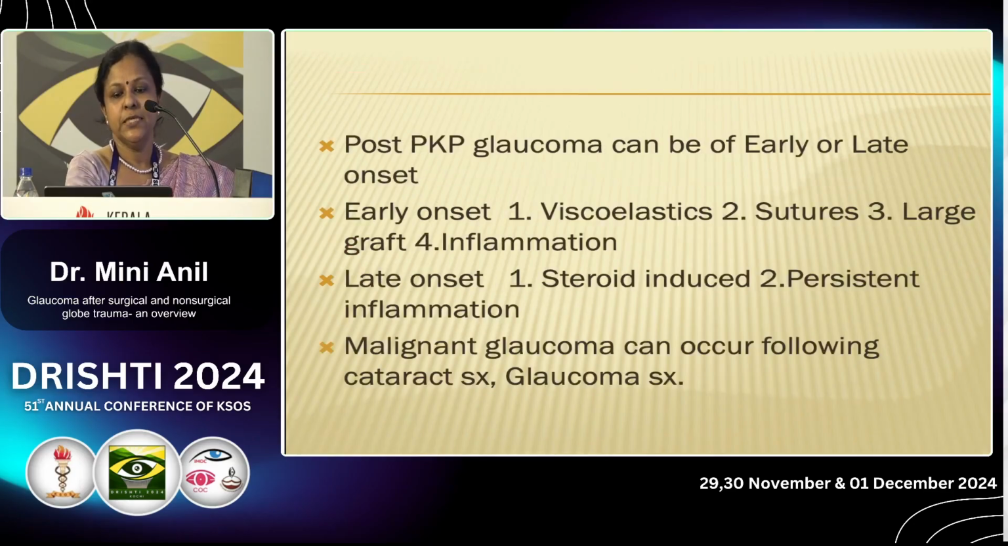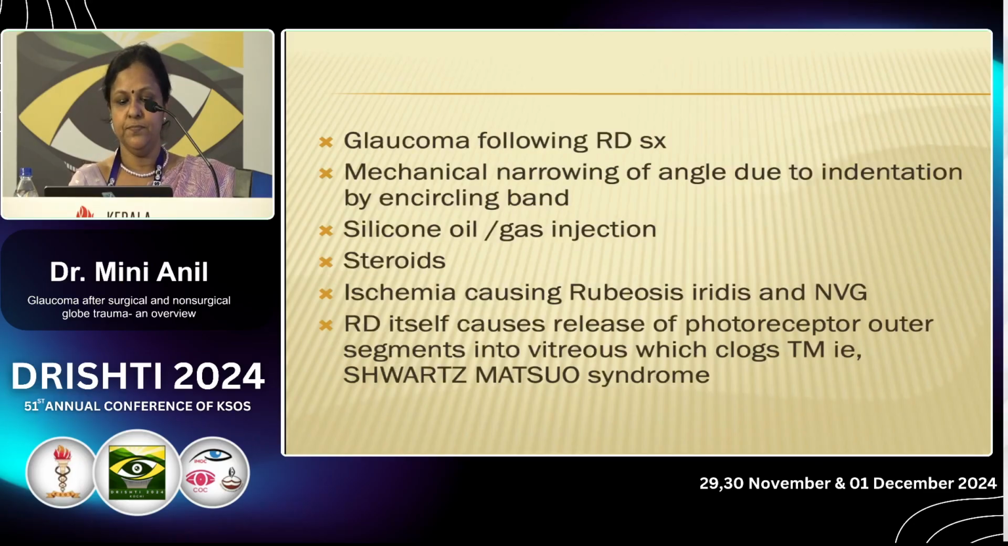Post-penetrating keratoplasty glaucoma can be of early or late onset. Early onset is due to viscoelastic, sutures or large graft, and inflammation. Late onset can be steroid-induced or due to persistent inflammation. Malignant glaucoma can occur following cataract surgery and glaucoma surgery.